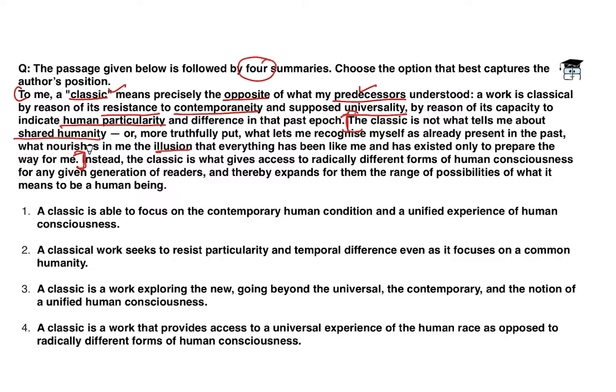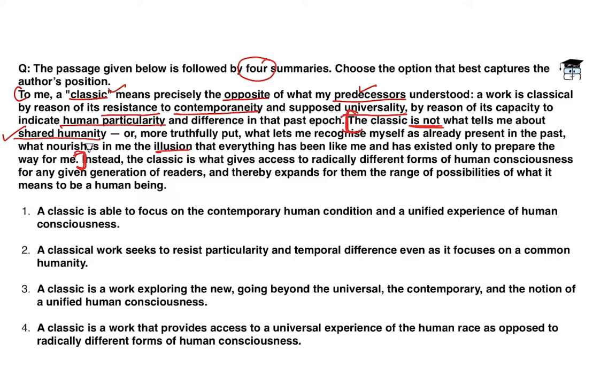Why to this line? Because when I read the line of instead the classic is what gives access, I can see that the author is now changing to a new fact, right? So, from this line to this line, the author is talking about what classic does not mean. Earlier he was talking about what classic meant, right? Now he is talking about what classic does not mean. He says that classic is not what tells me about shared humanity. Okay, so he is telling us what classic does not mean according to him.